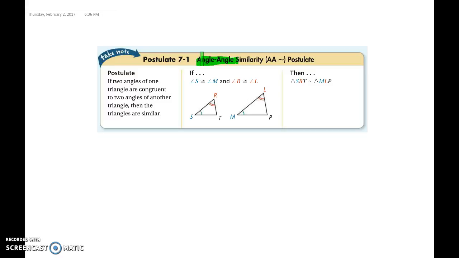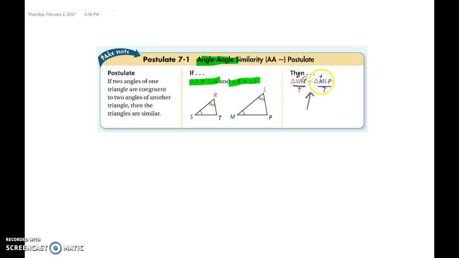similar. So here they give us that S and M are congruent, and R and L are congruent. So that means that triangle SRT is similar to triangle MLP. Now remember, when we write our similarity statement, the order for the first one doesn't necessarily matter, but the second one then has to match up. Since S and M were congruent angles, they were in the same spot. Since R and L were congruent angles, they're in the same spot.